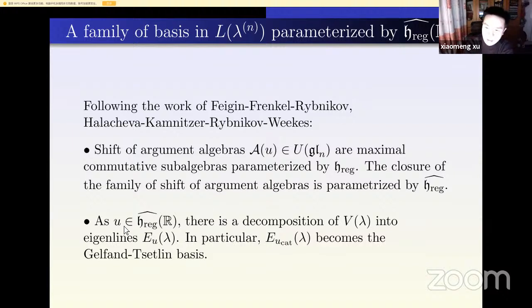And in particular, if we take the real points of the compactified space, then any irreducible representation of GL_N will have simple spectrum under this shift of argument algebra A_U. Therefore, we have a decomposition of V_lambda, the highest weight representation of GL_N, into eigenlines under the shift of argument algebras. In particular, when U is a caterpillar point, recall that it's a special point in the zero dimensional stratum, its eigenlines become a Gelfand-Tsetlin basis, following the work of Feigin, Frenkel, Rybnikov, and so on.